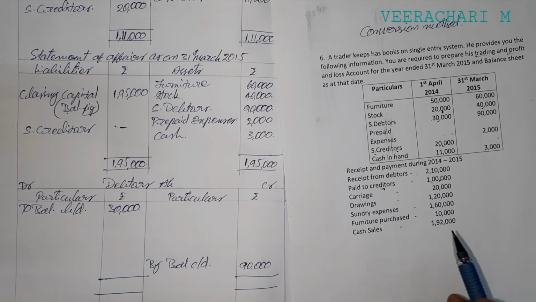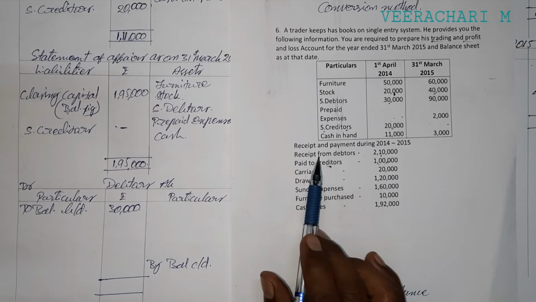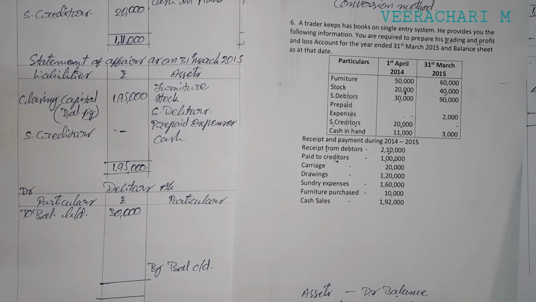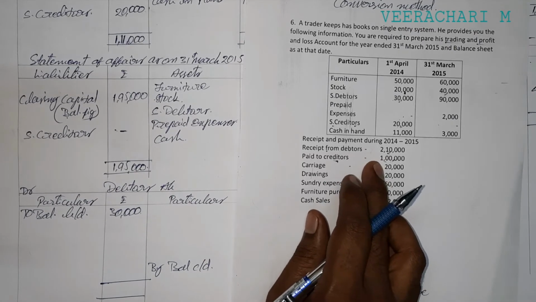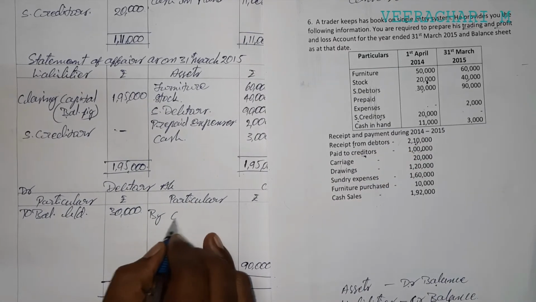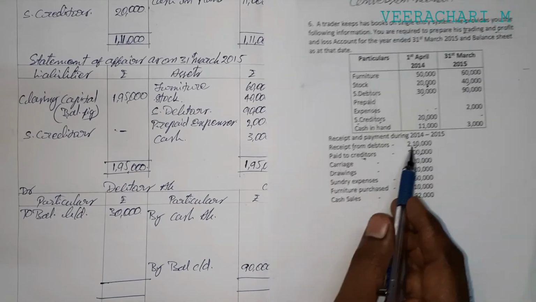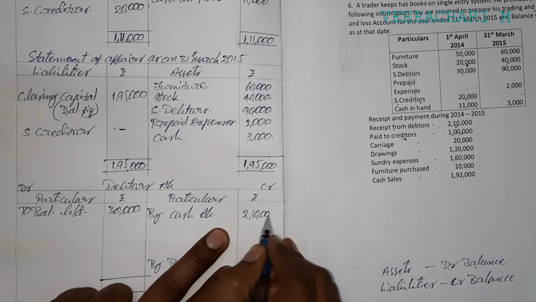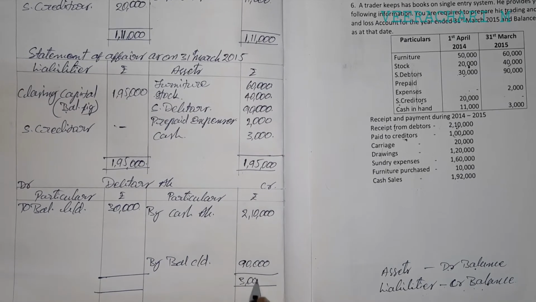Next, receipt from debtors. These are the customers. From debtors, meaning from customers, we received 2,10,000. If it is a receipt, the entry is cash account debit to debtors account. So finally they are the givers, no? As per the personal account we should credit the giver, so write on the credit side by cash account, 2,10,000 rupees. So the credit side of the debtors account is 3 lakhs.